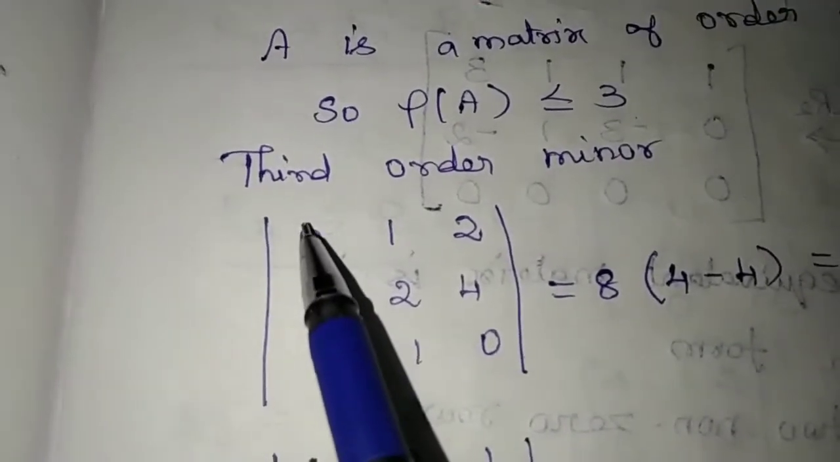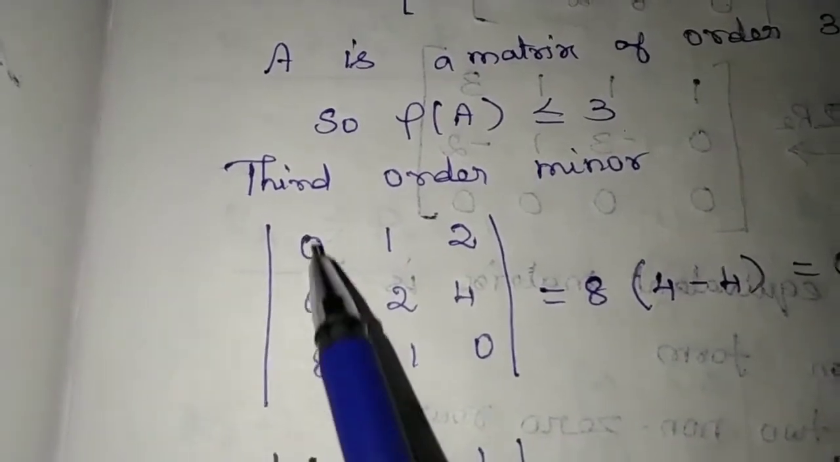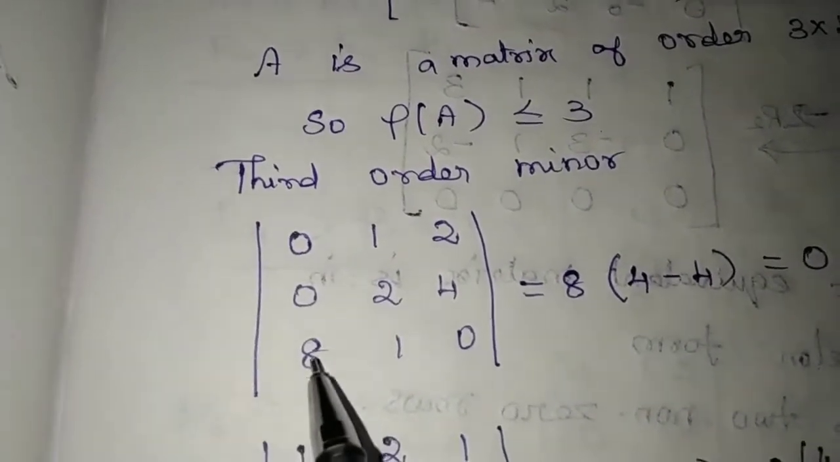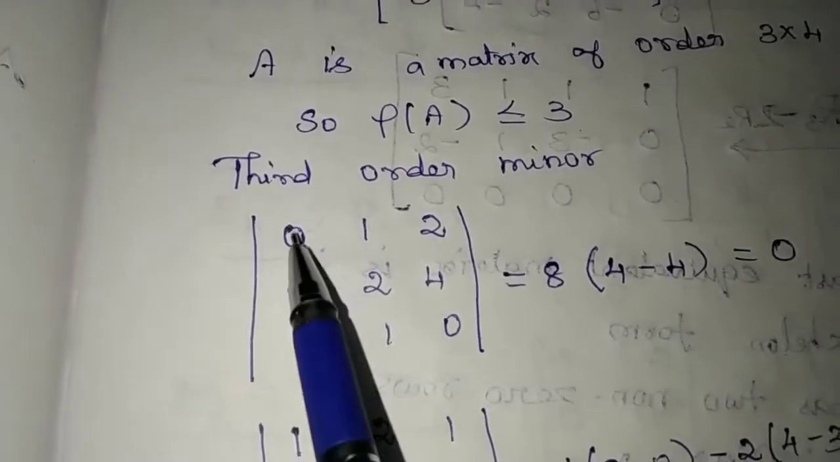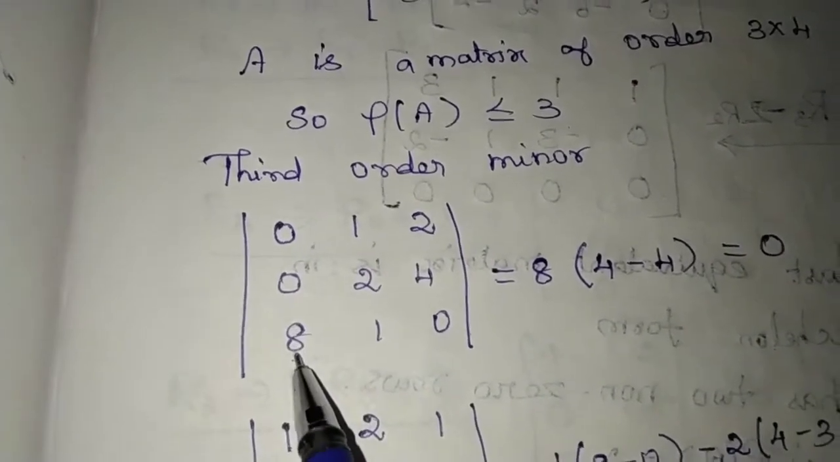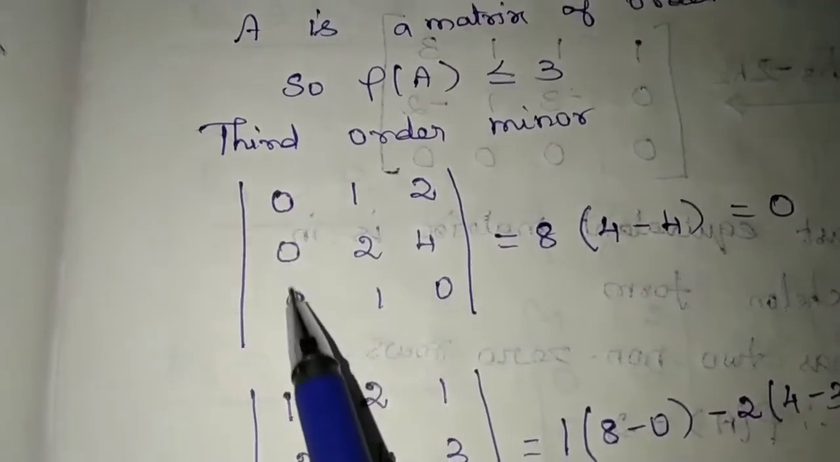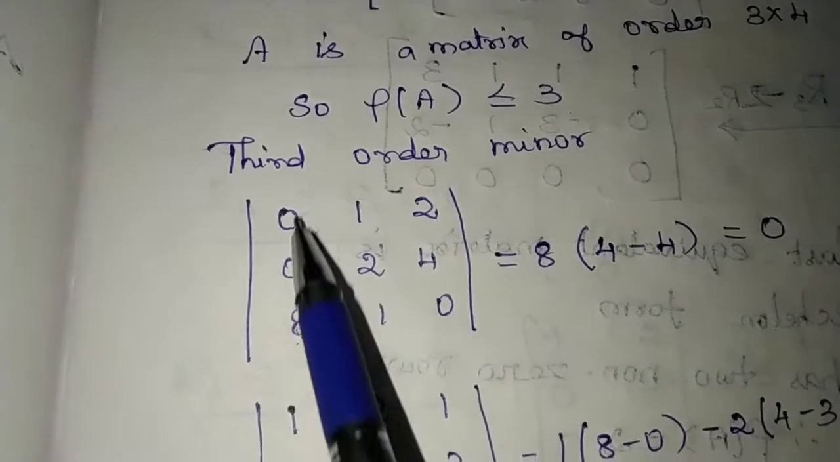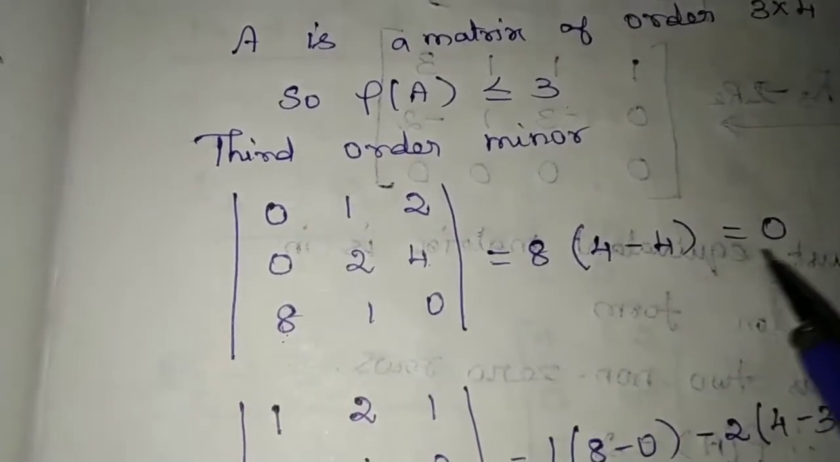Now take this third order minor, expanding by the first column. Here 2 zeros are there, so we can easily find it using the column. Now expand by first column. Here 0, here 0, here 8. Now leave this row and column. Simplify, 4 minus 4 equal to 0.